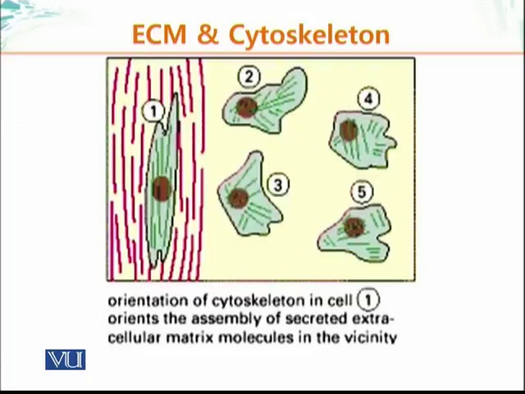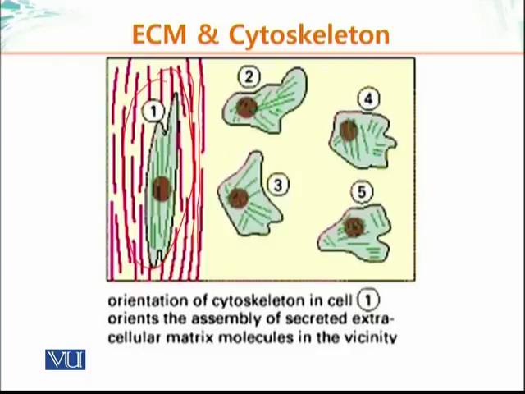For example, here we have a cell. We place this cell number 1 on ECM which was organized into fibrils. These fibrils are sitting on a culture dish on which you have placed cell number 1 only. These other cells, 2, 3, 4 and 5, are not sitting on any ECM. So you can see that in 2, 3, 4 and 5, their cytoskeletal array is disorganized as compared to cell number 1, which is sitting on the organized matrix molecules.